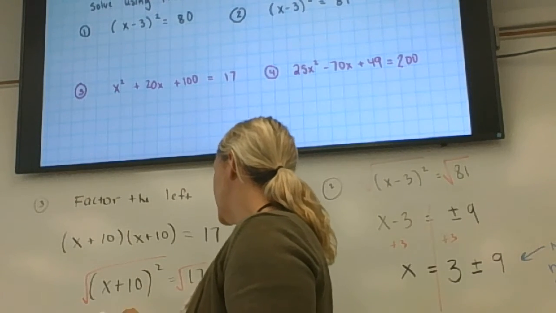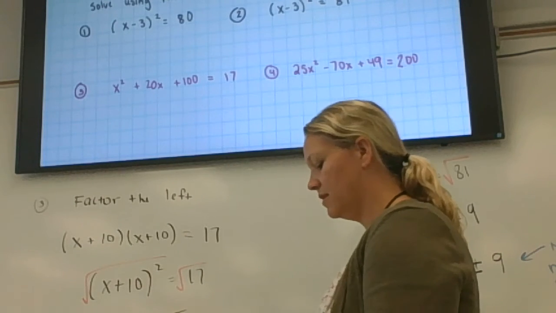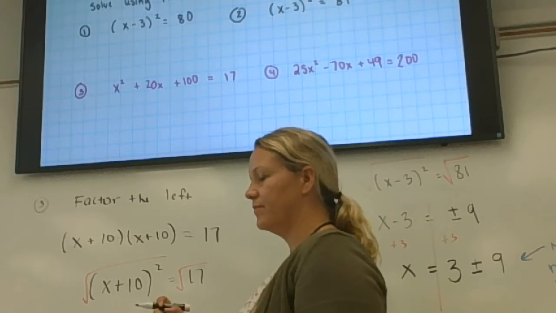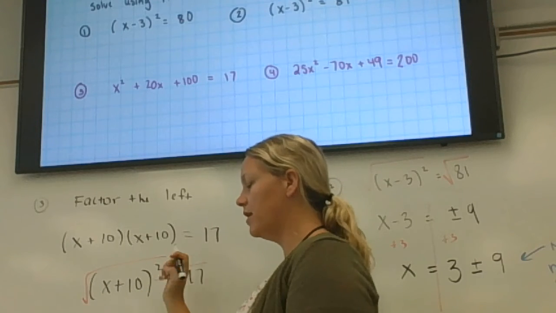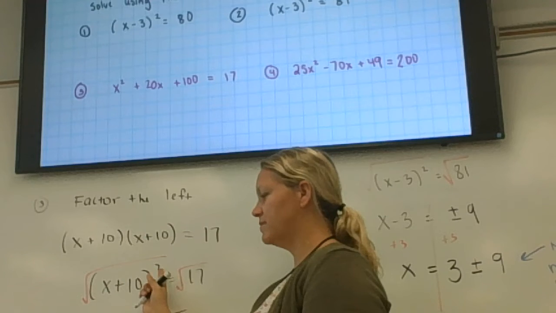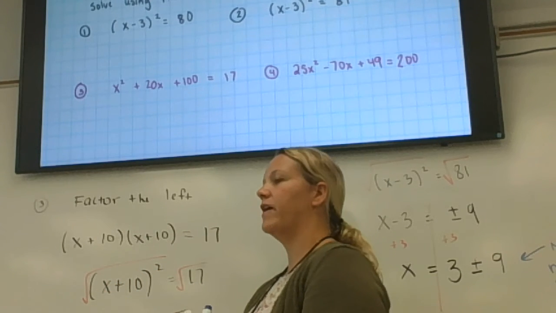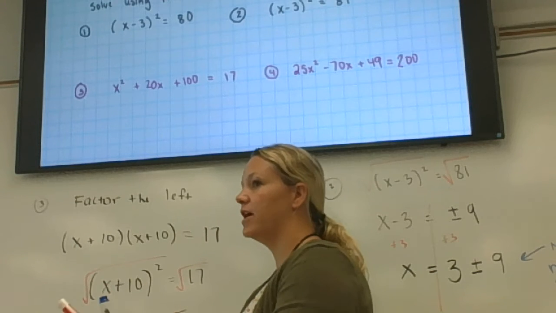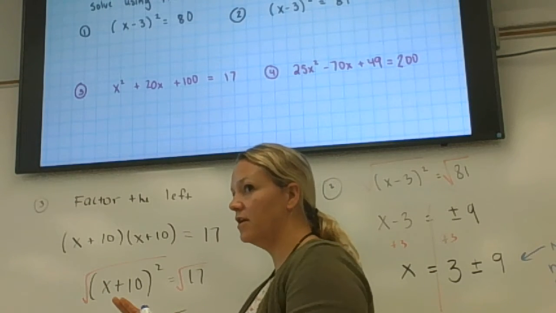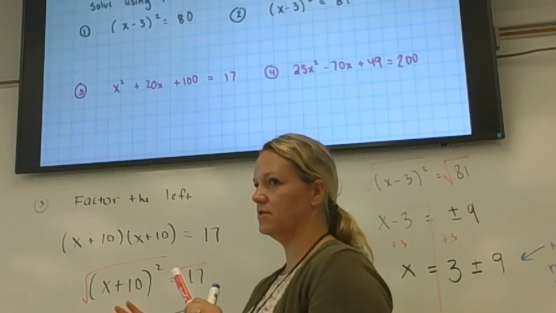So x plus 10 is plus or minus the square root of 17. Right here, the radical bar and the exponent just cancel each other out. It's like if I was to say add 3 and then subtract 3, it would mean nothing. Square rooting and squaring means nothing. They cancel.